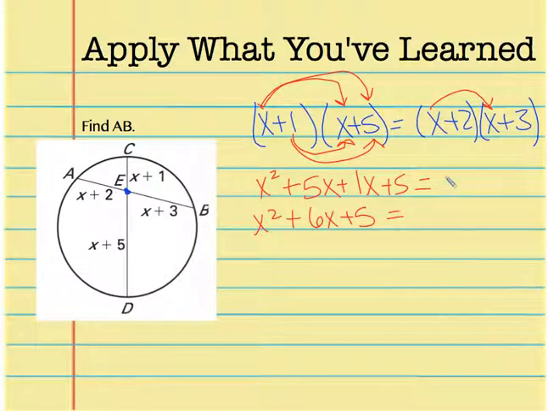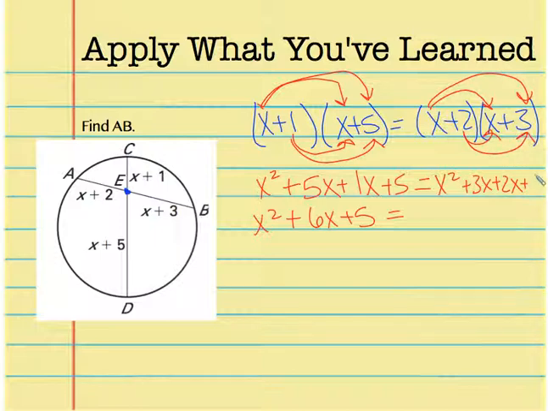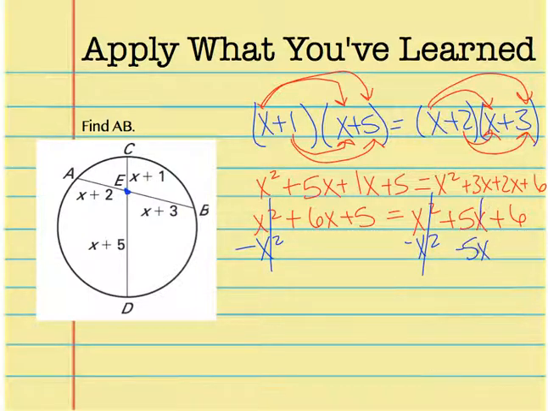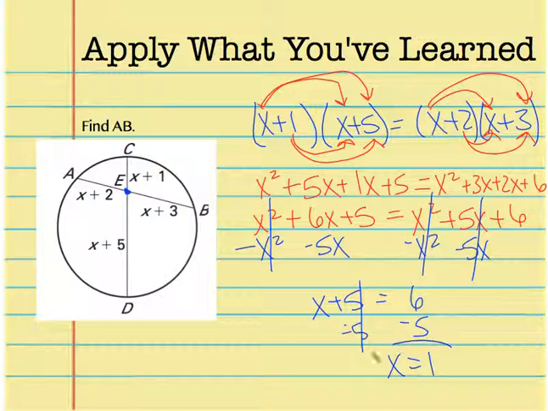So x times x is x squared. X times 3 is 3x. 2 times x is 2x. And 2 times 3 is 6. So I get x squared plus 5x plus 6 on that side. So then I'm going to subtract my x squareds, and then I'll subtract my 5x. So I'm just left with x plus 5 here, and 6 is here. Then subtract my 5, and x equals 1.